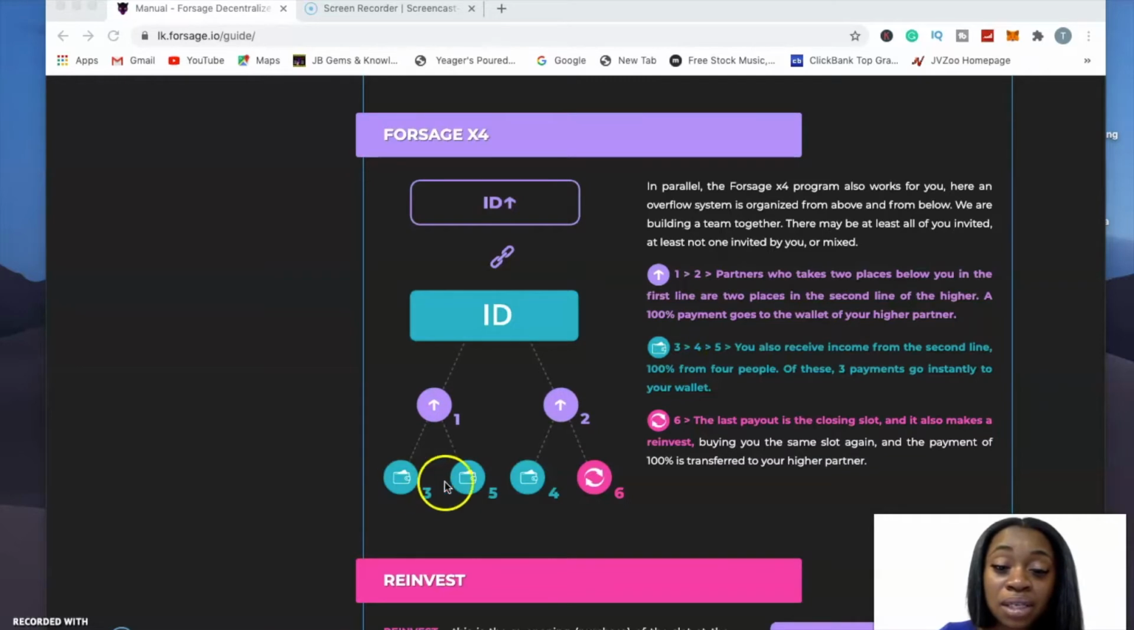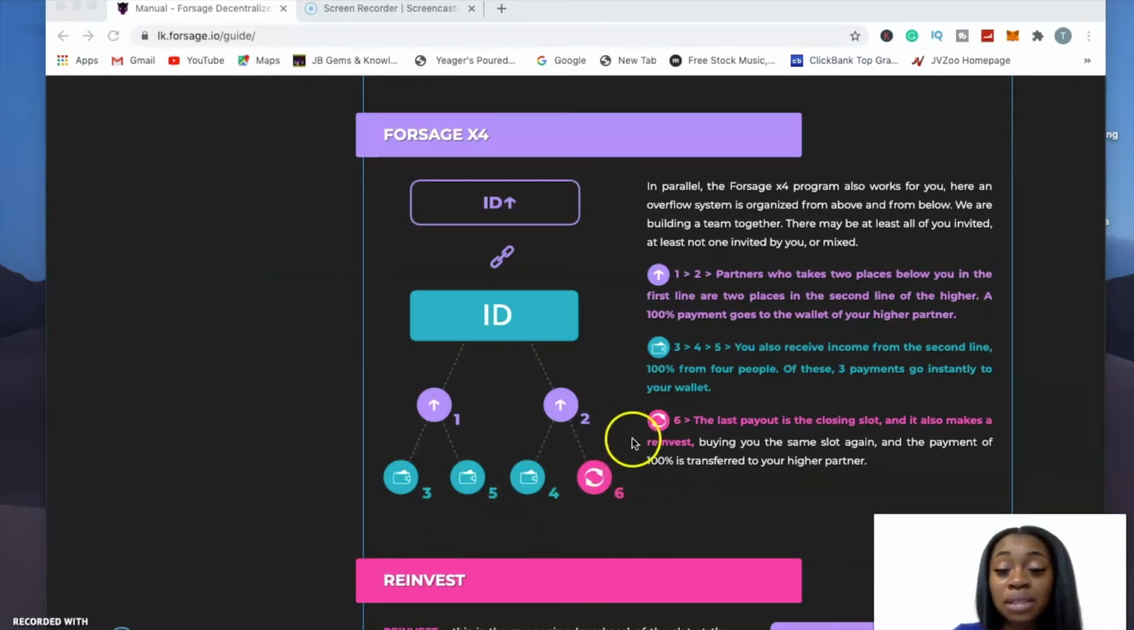All right, now these blue ones are what we're talking about now, 3, 4, and 5. It says you also receive income from the second line, 100% from 4 people. Of these, 3 payments go instantly to your wallet. So basically 3, 5, 4. I don't even know why they have 4 over here, but yeah, 3, 4, and 5. Actually, you get 100% of that payment. It doesn't go to your upline or the person that referred you. These are all yours right here, 100%.